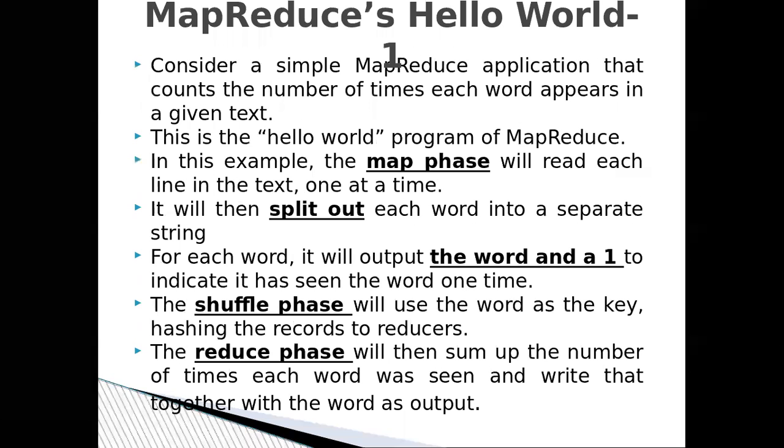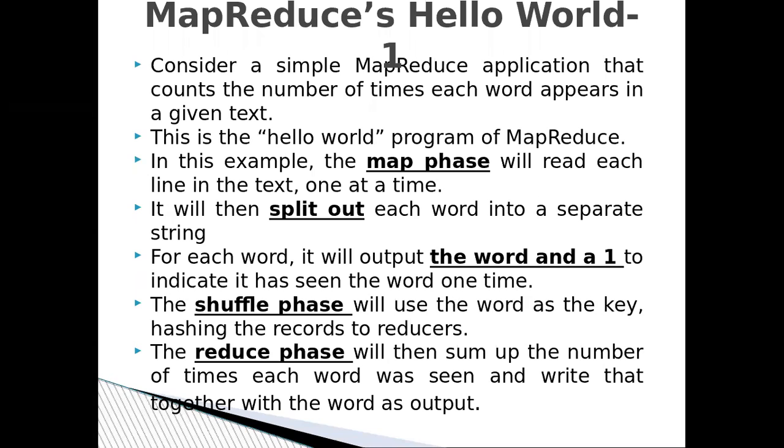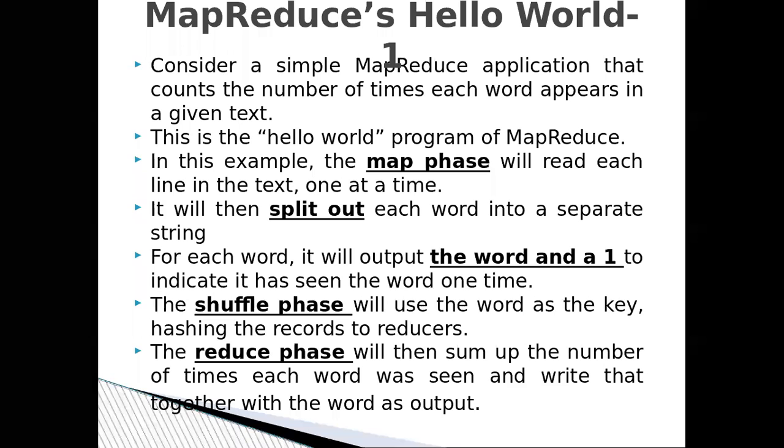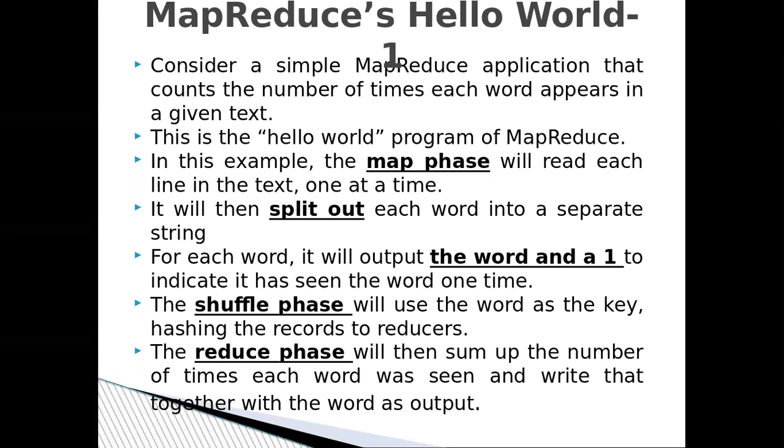But let's take an example to understand this. We'll be discussing a word count program of MapReduce to understand how these map, reduce, and shuffle phases work. This word count program is also known as the hello world program of MapReduce. Suppose we have an input file, a text file, and there are many lines in that.